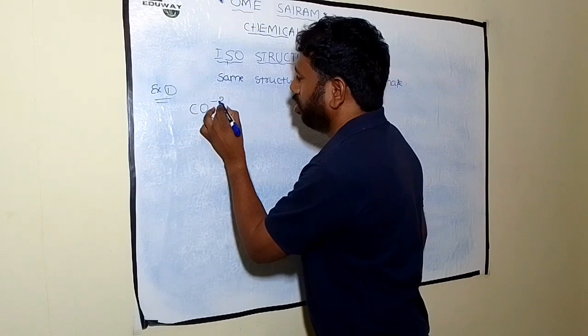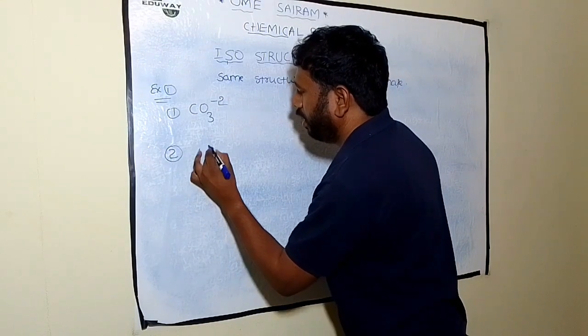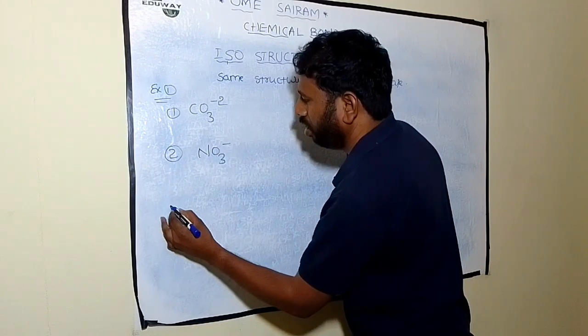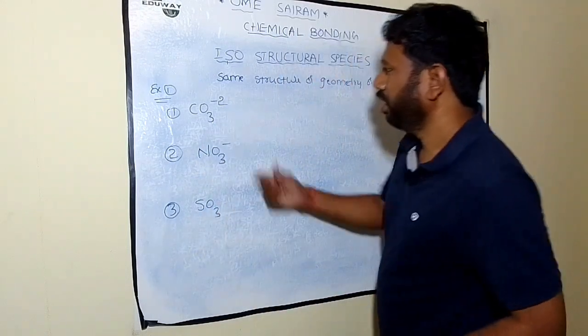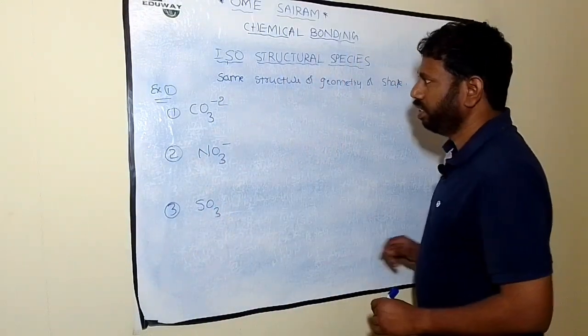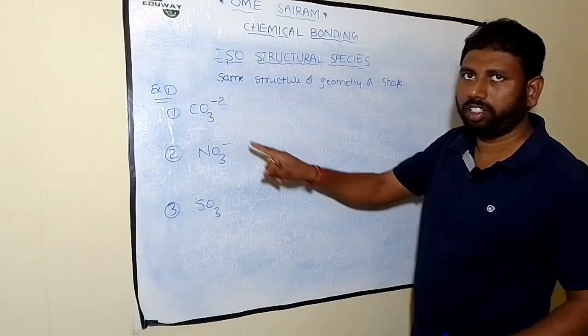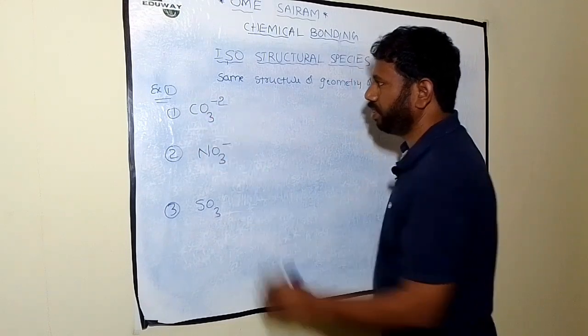Carbonate ion, nitrate ion, NO3 negative charge, and sulfur trioxide. I have taken 3 species. We have to find out the geometry of these species. Here, what is the central atom in carbonate ion?